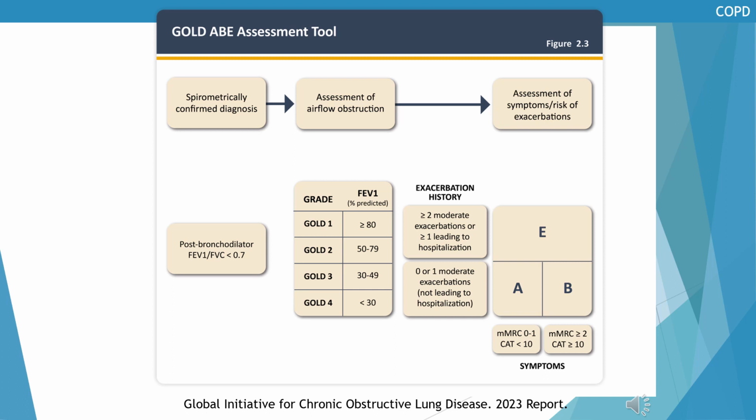So in the newly updated 2023 GOLD guidelines, they combined what was previously category C and D to create a new category, which is E. So you'll get the same treatment if you've had at least 2 moderate exacerbations or at least 1 exacerbation that led to a hospitalization, regardless of the severity of your symptoms, which we measure by that MMRC and CAT score.